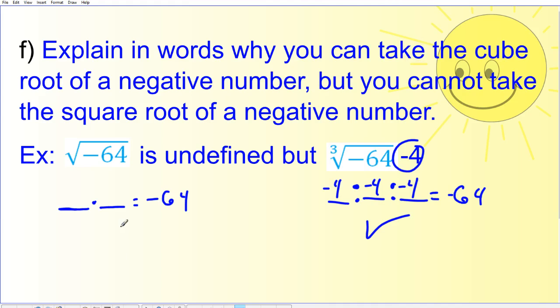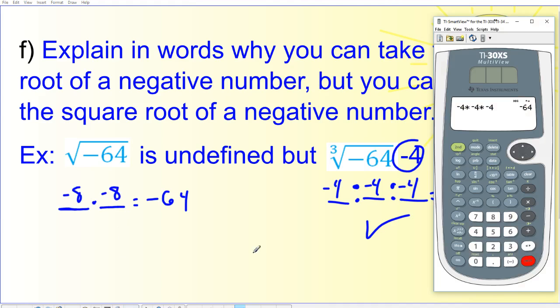What number times by itself? Well, wouldn't it be like negative 8 times negative 8? Well, negative 8 times negative 8 is positive 64. If you use positive 8 times positive 8, it's positive 64.